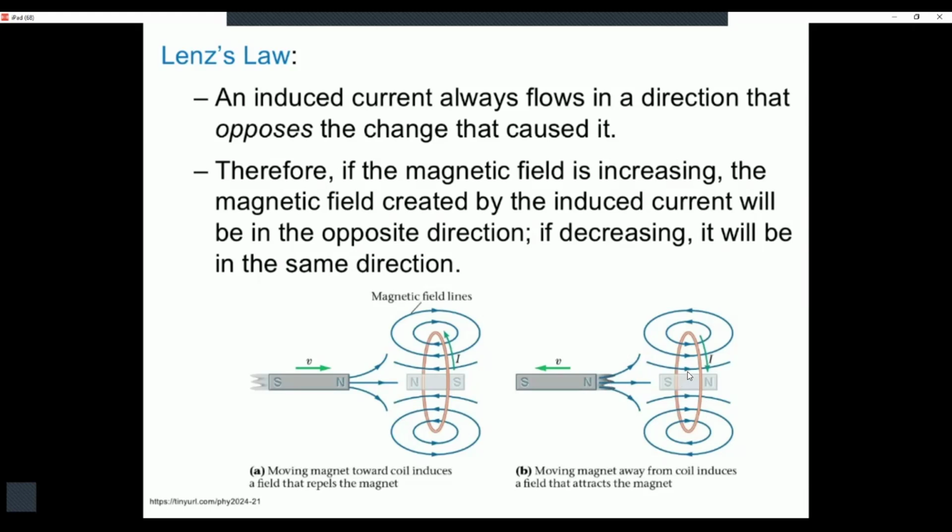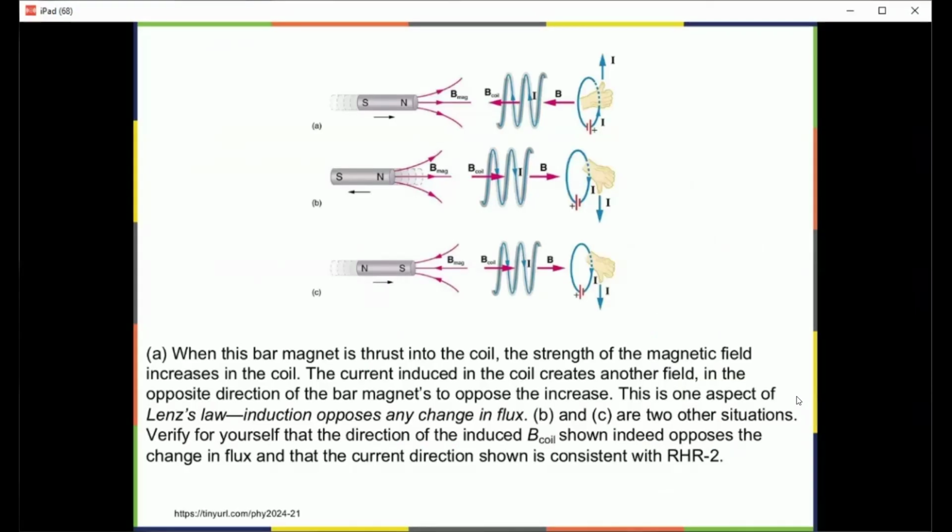Okay, so in that case, the B field should be in the direction of this bar magnet's field, so in this direction. According to your right hand rule, again, thumb in the direction of current, four fingers curl in the direction of the B field. Okay, so then you'll get this current direction. All right.